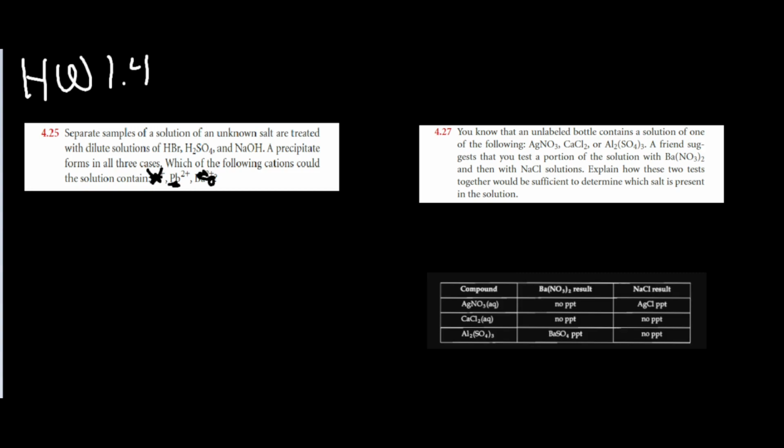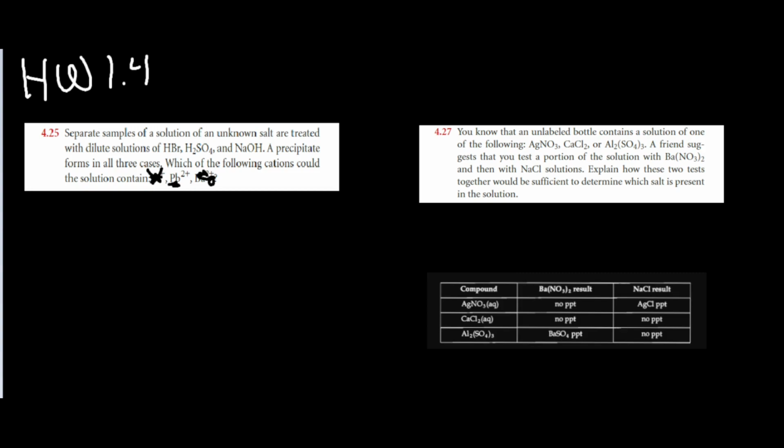Now for 27, an unlabeled bottle contains a solution of one of the following: silver nitrate, calcium chloride, or aluminum sulfate. A friend suggests that you test a portion of the solution with barium nitrate and then with sodium chloride. Explain how these two tests together would be sufficient. The question is asking how barium nitrate and sodium chloride interact with our potential ions, like silver, calcium, and aluminum, to form precipitates, and using that information, how can we isolate these ions?